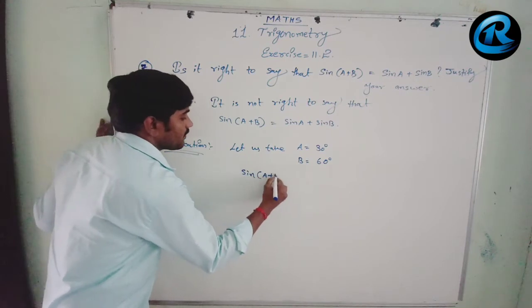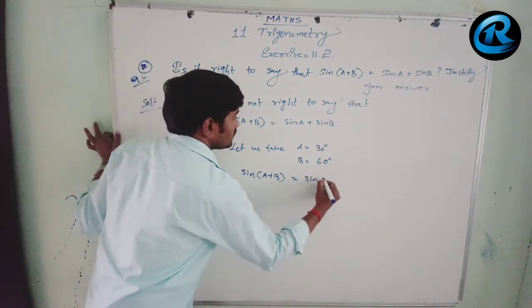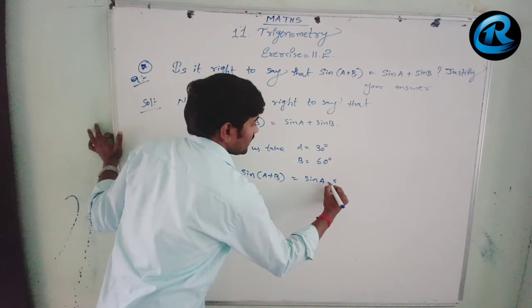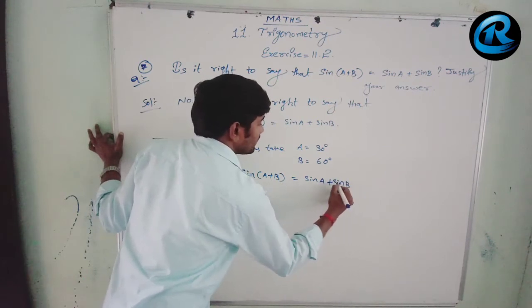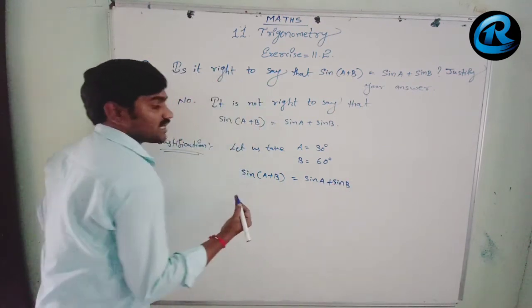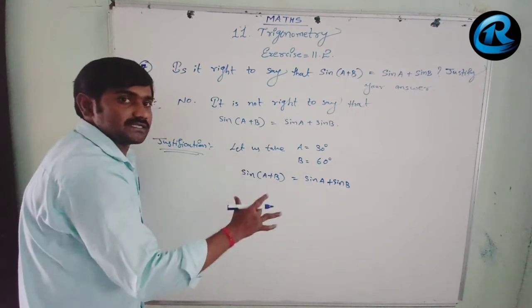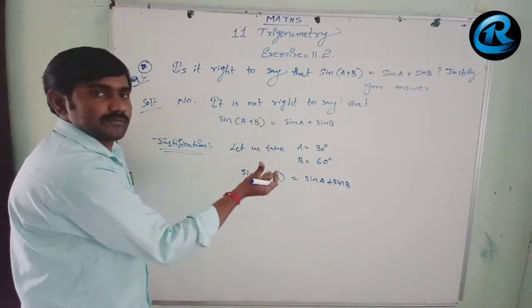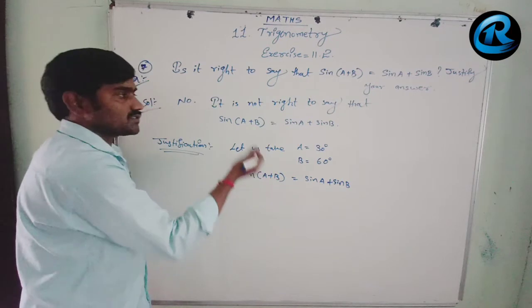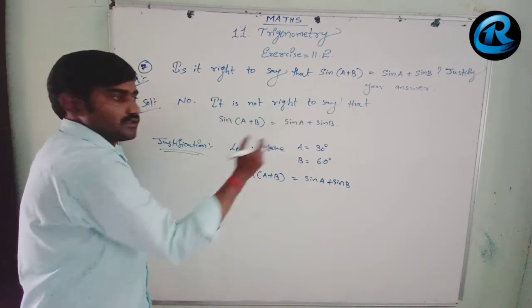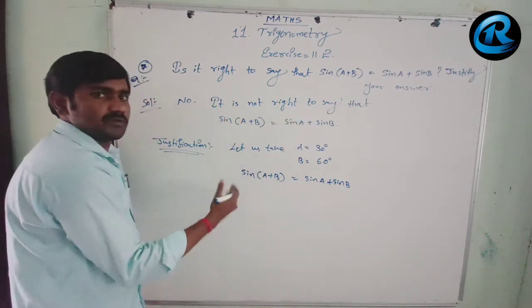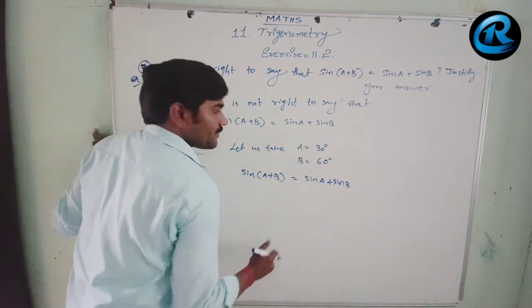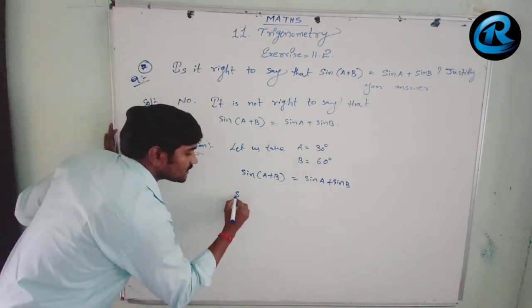Sin A plus B equal to, you said, sin A plus sin B. Let us see both the sides, LHS and RHS. If you get the same answers, we can say it is right to say. If LHS and RHS give the same answers, then this statement is correct. If LHS is not equal to RHS, the statement is wrong. You can take in the place of A and B any particular angles.